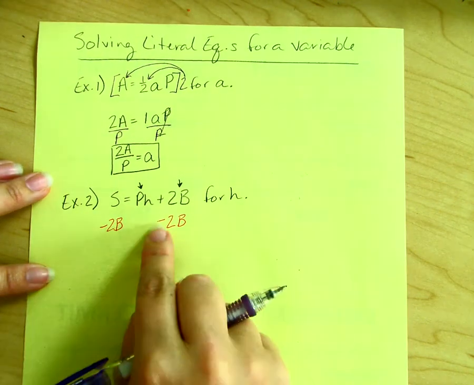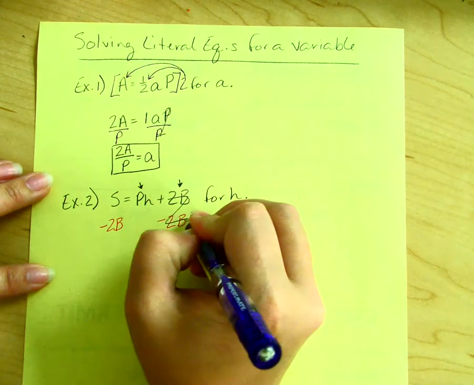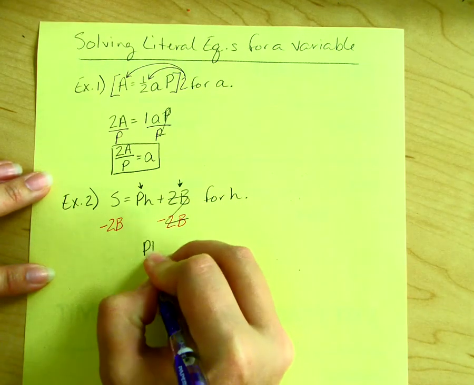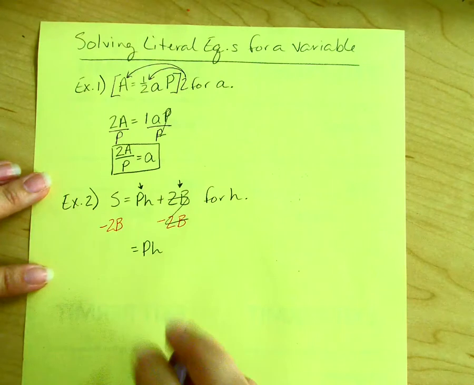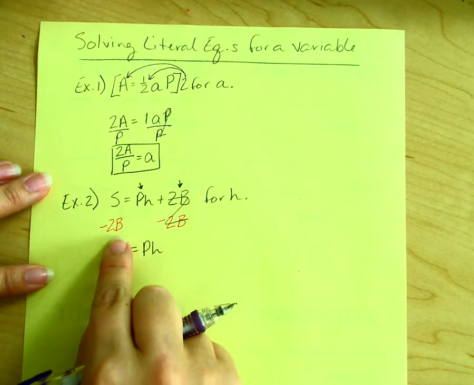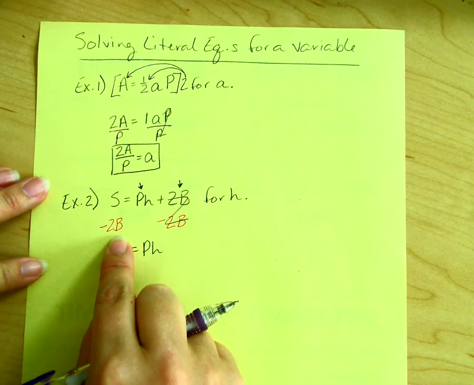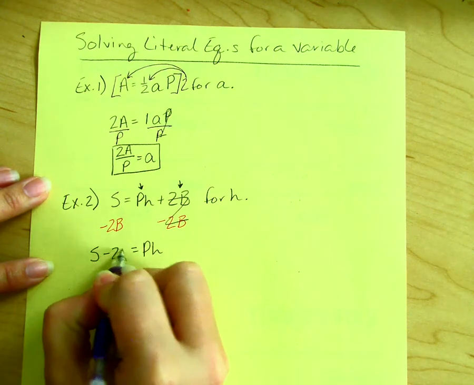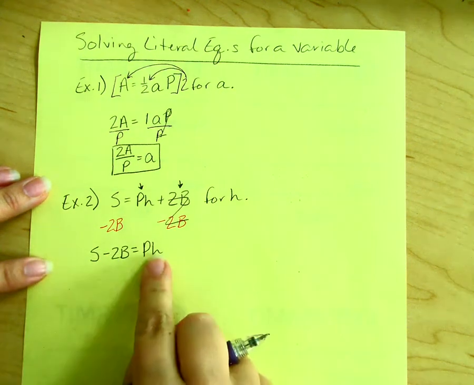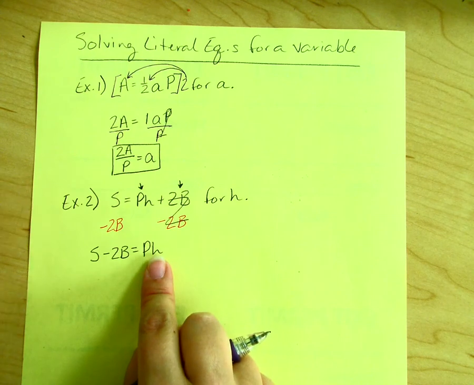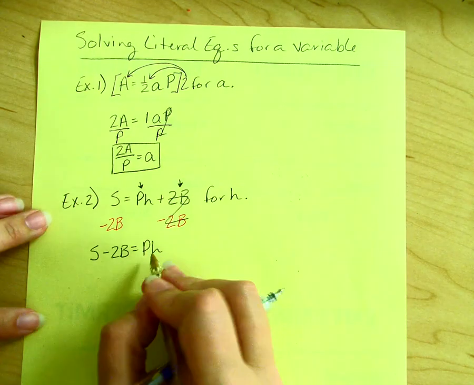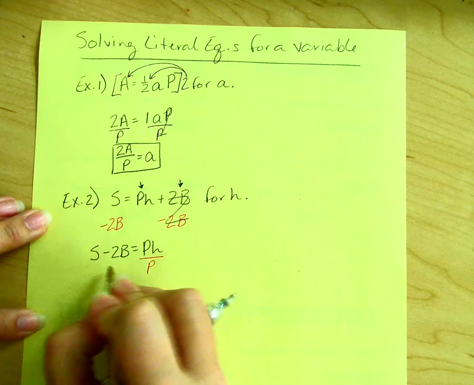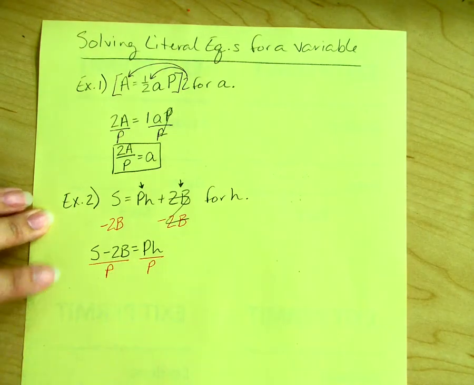When I subtract 2b over here on the right, it gives me a 0 pair, and the ph carries down. It did not change. But then over here I have s minus 2b. They are not like terms. They do not have the same variable. So I'll write them side by side, s minus 2b. Then next to my h I have a p. I don't want that p there. So to get rid of it, I'm going to divide both sides by p.